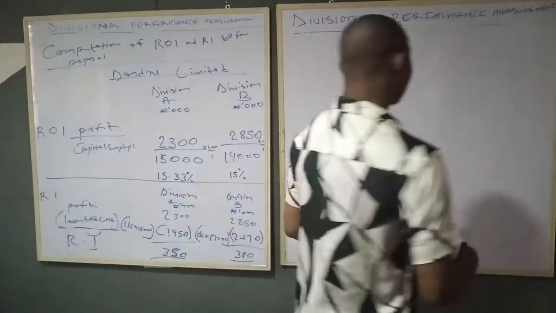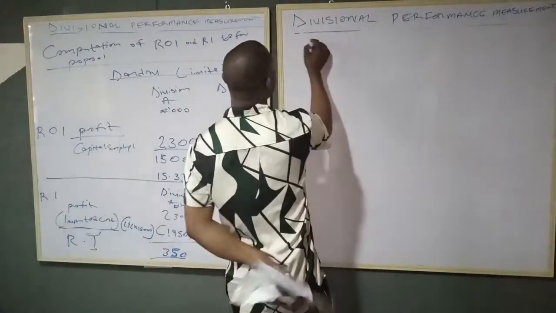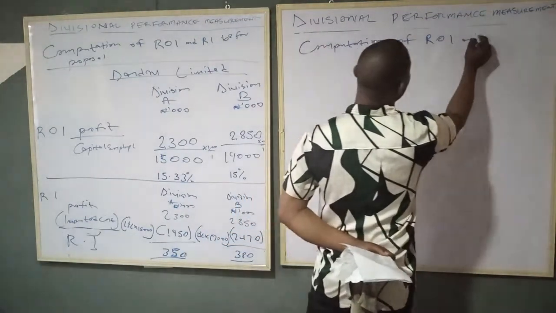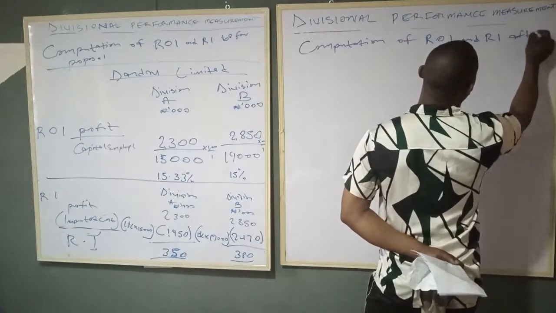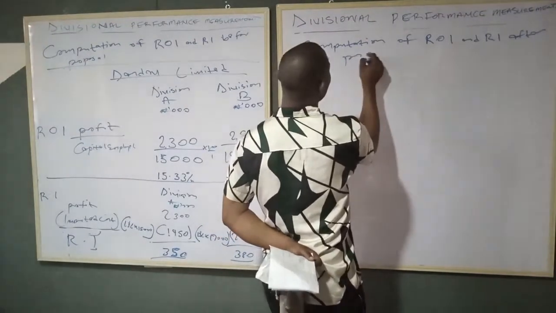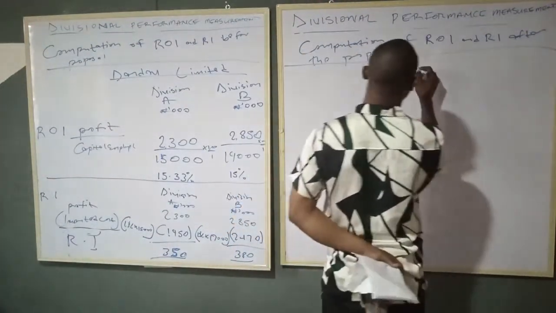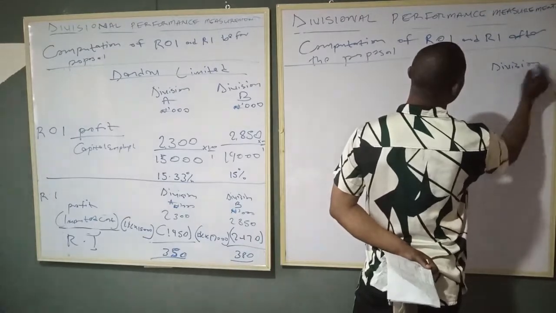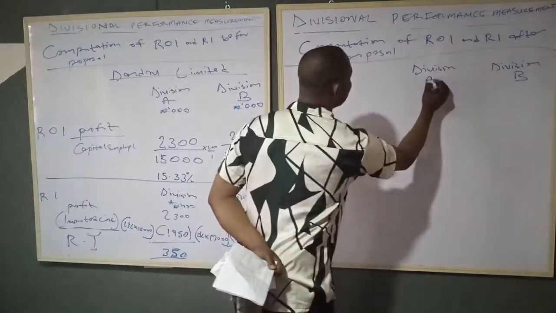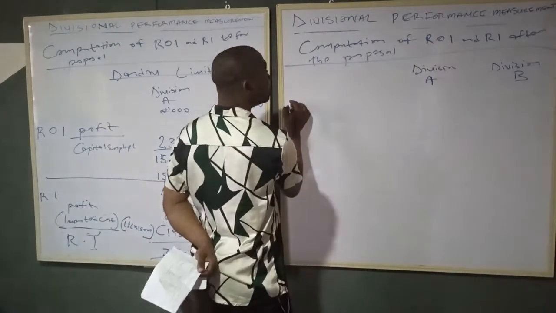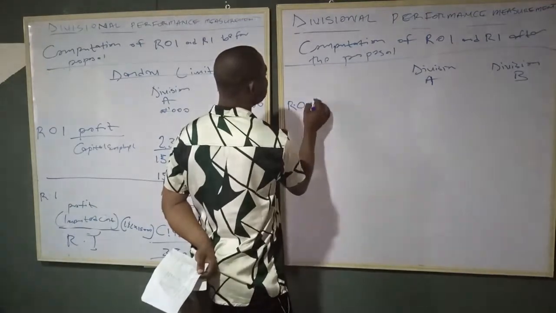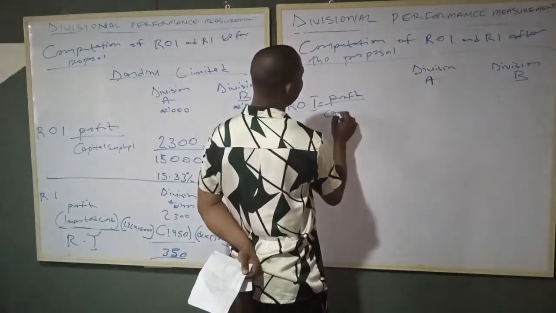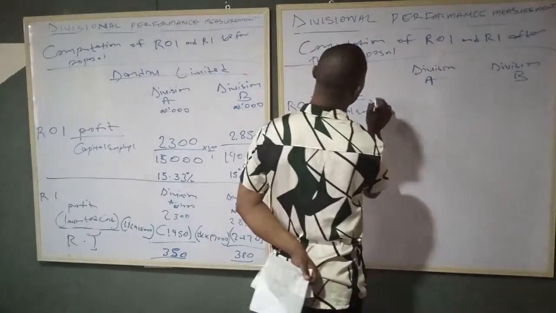Now, after the proposal, compute the return on investment and residual income after the proposal. So we have division A and we have division B. Now, under division A, we have return on investment, which is profit over capital employed times 100 over 1.